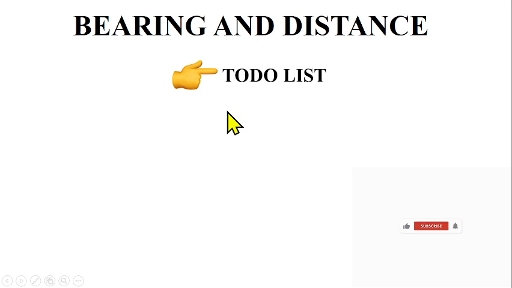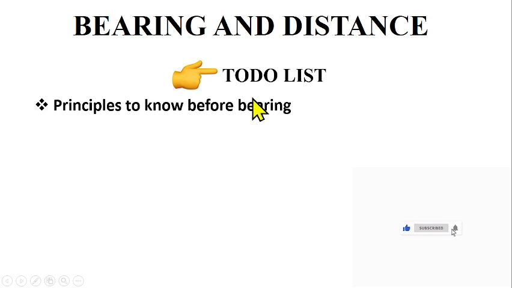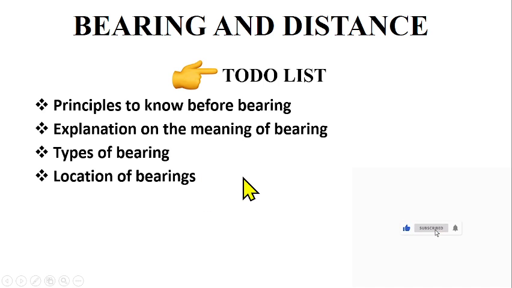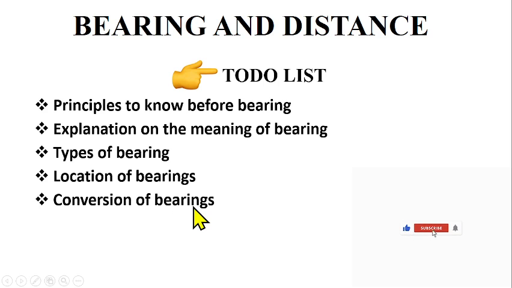So what are we going to be doing in this video? We are going to be telling you the principle that you need to know before you understand the bearing. We are going to be explaining to you the meaning of bearing, and we are going to be telling you the types of bearing that we have, and we are going to be telling you how you can locate the bearing on the cardinal points, and we are also going to be converting from one bearing to another.